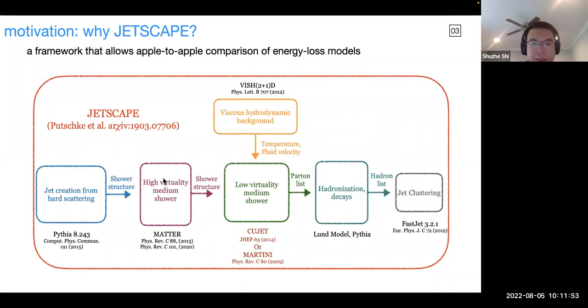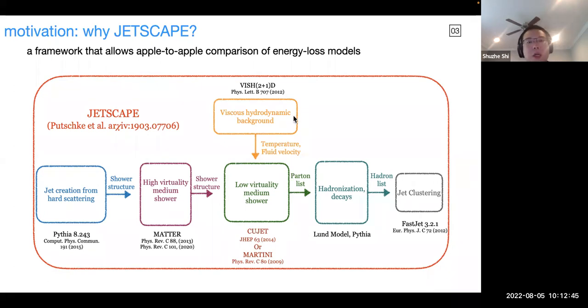So as has been emphasized a lot, JETSCAPE is a framework which allows us to perform apple-to-apple comparison of energy loss models, because JETSCAPE provides a global setting for the initial hard particle distribution provided by Pythia. And also there is a model to simulate the high virtuality particle radiation, and it provides a universal control of the hydro background. And again, the hadronization and the jet clustering processes are provided there.